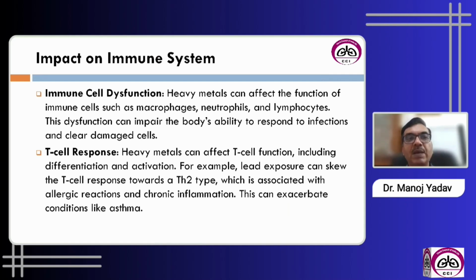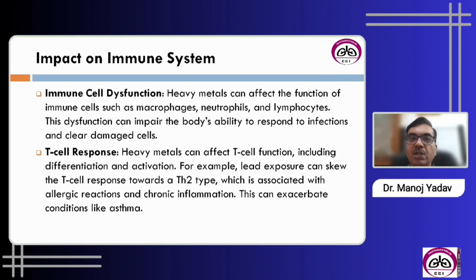Let us now understand the impact on the immune system. There is immune cell dysfunction. So heavy metals can affect the function of immune cells such as macrophages, neutrophils, and lymphocytes. This dysfunction can impair the body's ability to respond to infections and clear damaged cells.